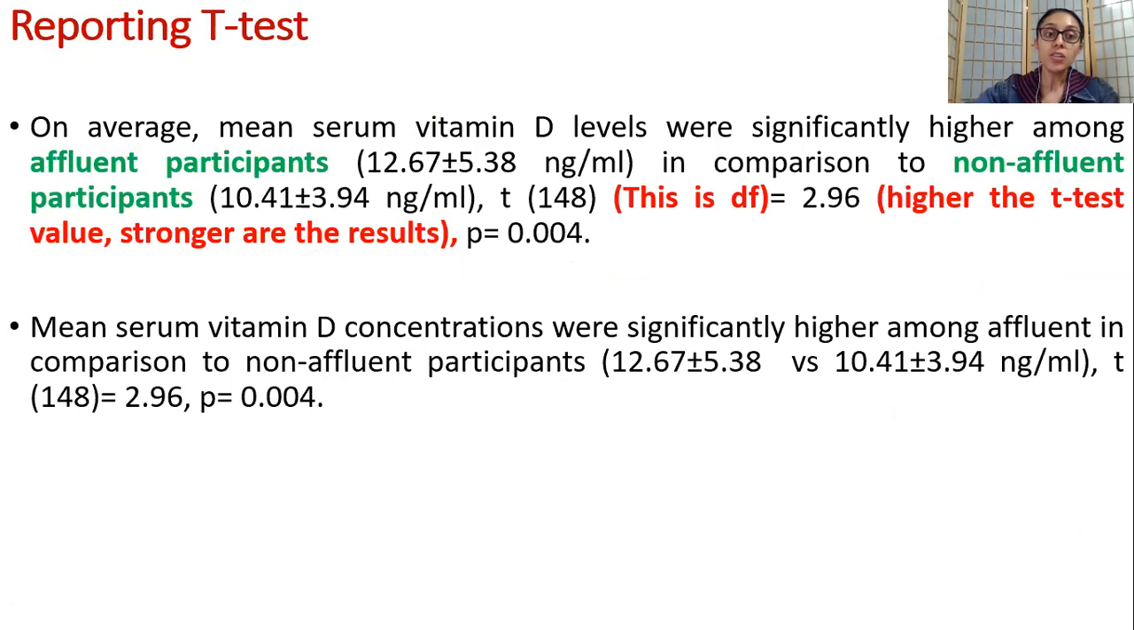So over here, I have used the term on average, and I can correctly and rightfully use it because you now know what a t-test does. It compares mean values, average values. So it is right to use the term on average. On average, mean serum vitamin D levels were significantly higher among affluent participants.